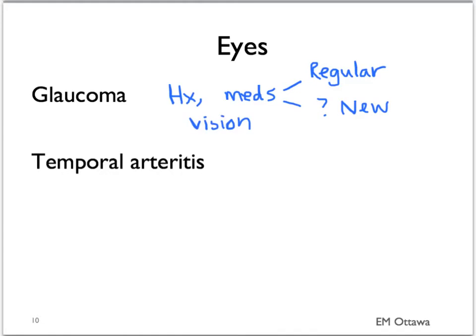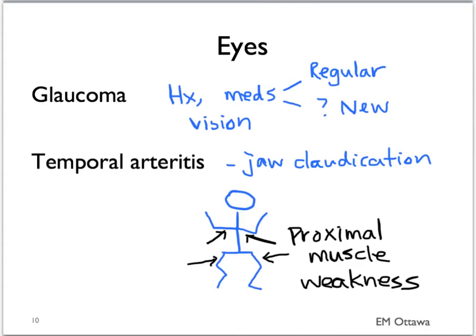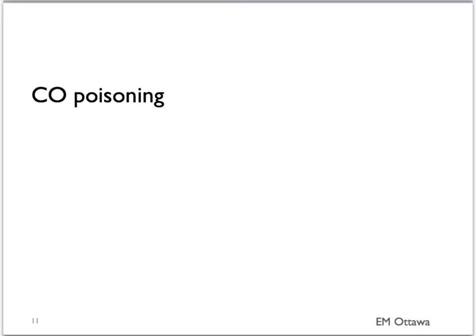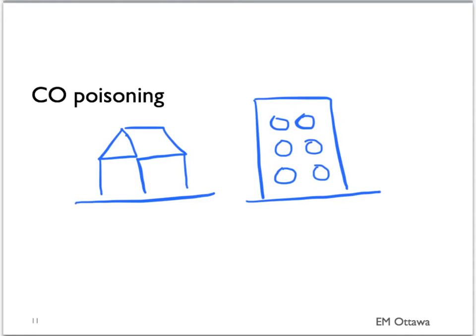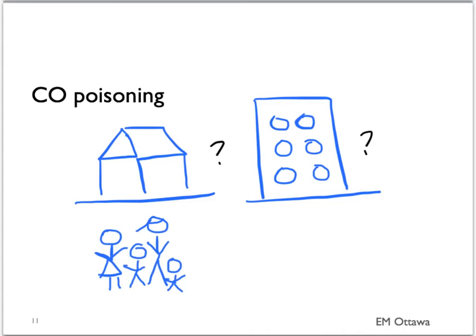For temporal arteritis, we need to ask about history of jaw claudication and proximal muscle weakness. For carbon monoxide poisoning, it's important to find out when the headaches occur. Does it only happen when the patient is at a particular building, either at home or at work? Whether multiple people are affected, and whether they have a carbon monoxide alarm in their building or in their home.